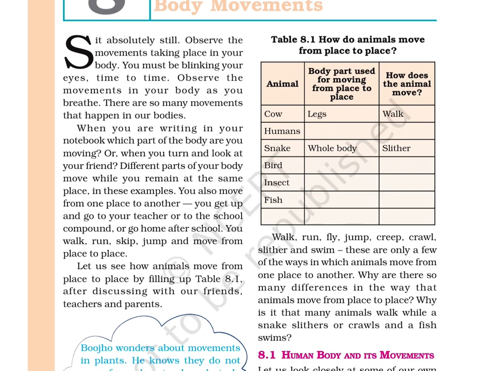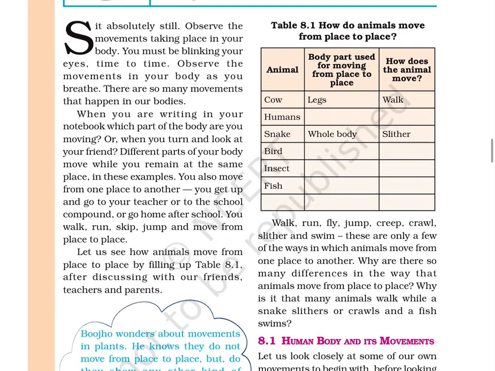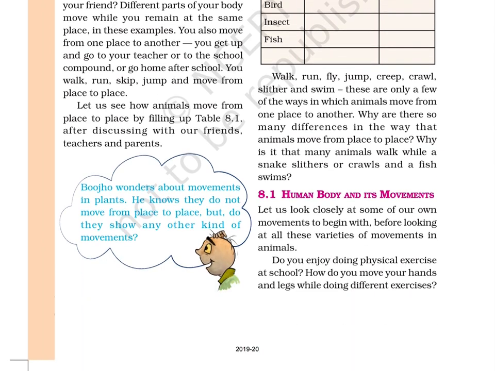Snake. Body part used for moving from place to place: whole body. How does the animal move? Slither. Bird, insect, fish. These columns are left blank for you. Complete this table according to your observation. Walk, run, fly, jump, creep, crawl, slither and swim. These are only a few of the ways in which animals move from one place to another.